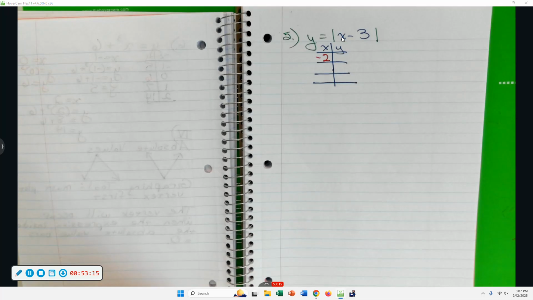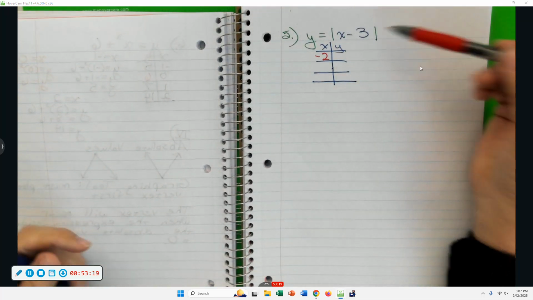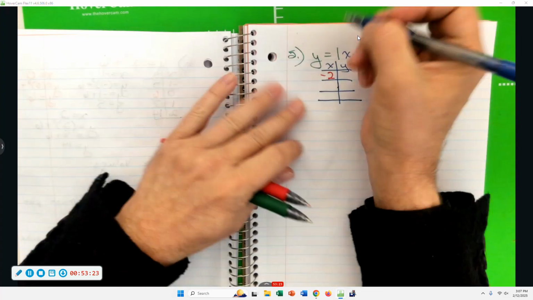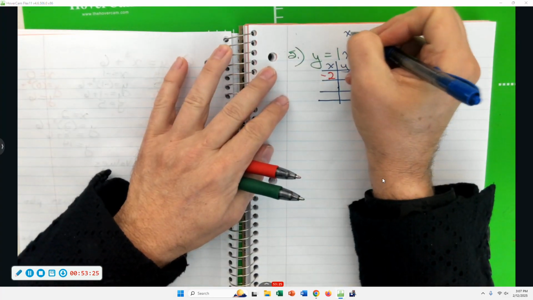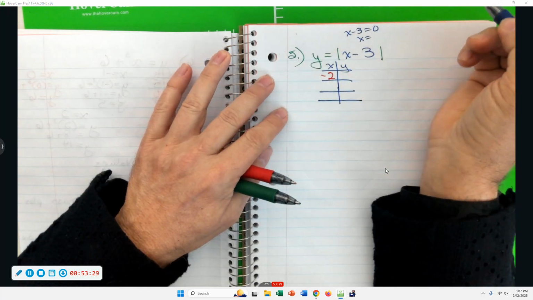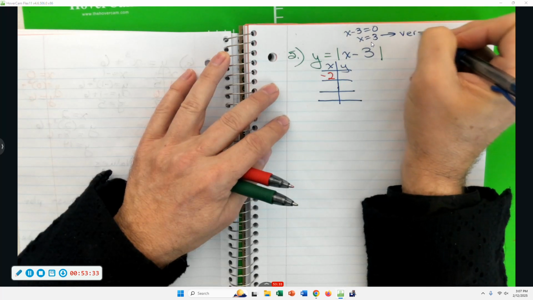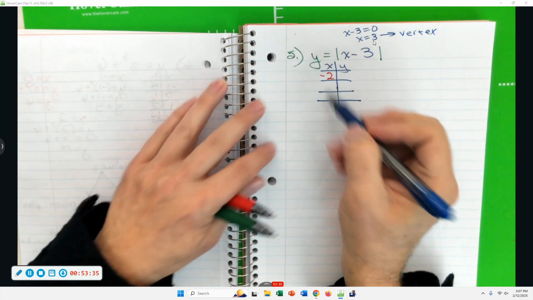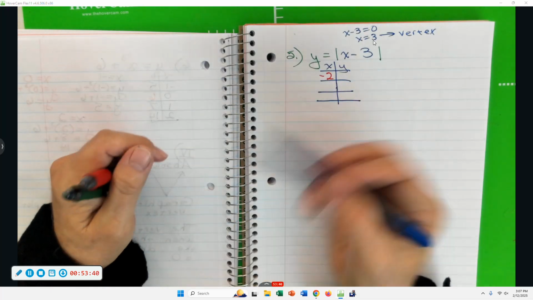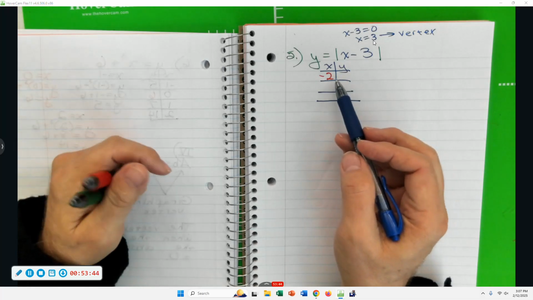First thing, let me ask you something. When does x minus 3 equal 0? Let's just make a note of where the vertex is going to be right now. X minus 3 equals 0 means that x is equal to 3. So they're going to have to give us a 3 here to plug in, because that's where the vertex will occur. Negative 2 is not the location of the vertex, but they want us to find that ordered pair.